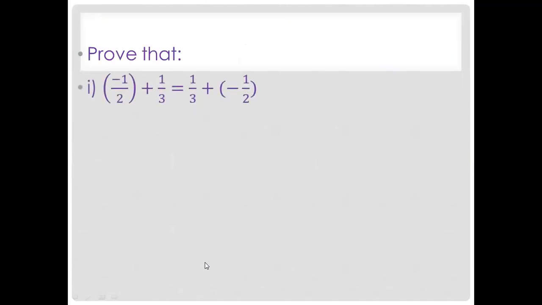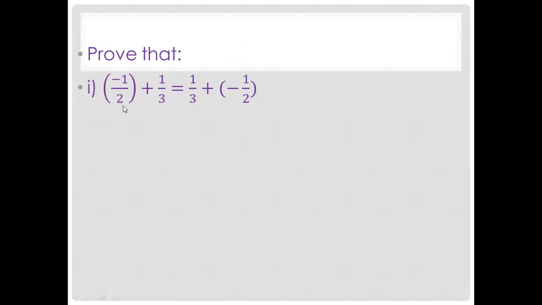Prove that, this is question number 4, prove that first part is minus 1 over 2 plus 1 over 3 is equal to 1 over 3 plus, in bracket, minus 1 over 2. Why we put this bracket? Because two signs we can't write side by side, so we will enclose it in bracket.